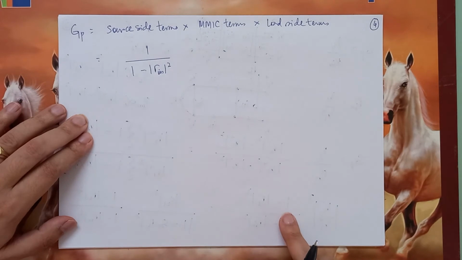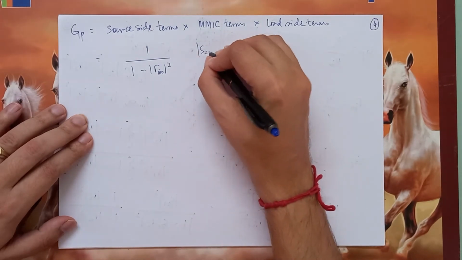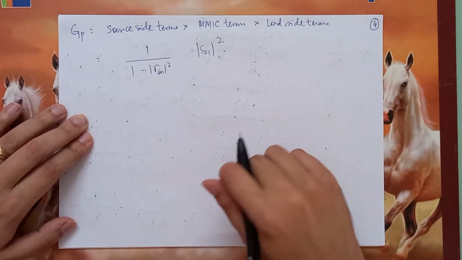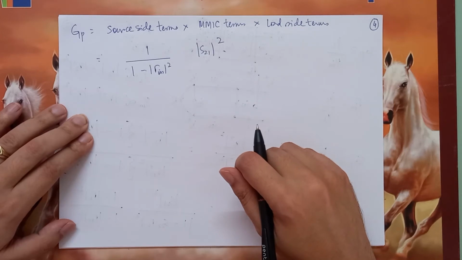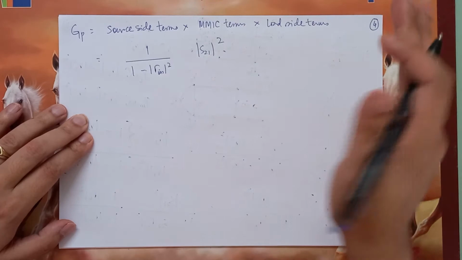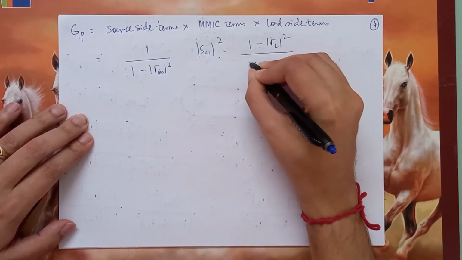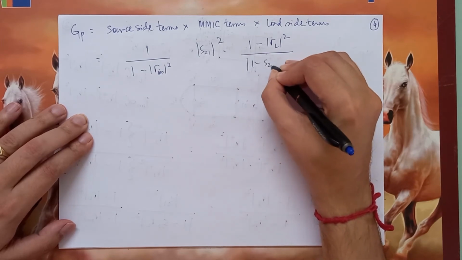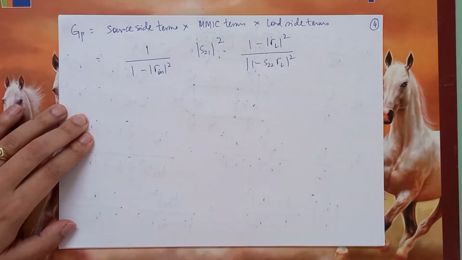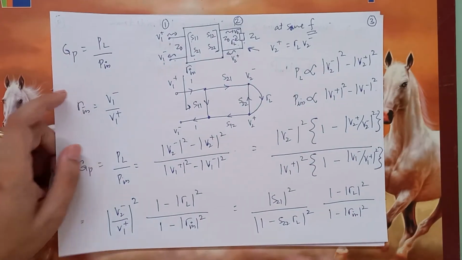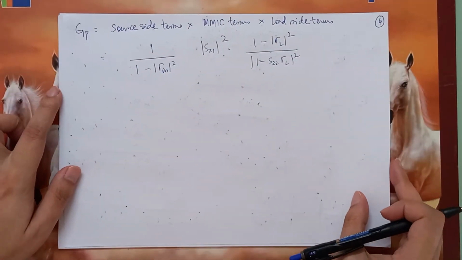The only term corresponding to the MMIC is the mod of S21 square. And the load side terms, there were two: one for gamma L, the other one using S22 gamma L. So just by rearranging the terms, what we get is 1 minus mod gamma L square divided by mod of 1 minus S22 gamma L whole square. Essentially, it is nothing but rewriting the expression that we derived in a slightly different order, which should not make any major difference.